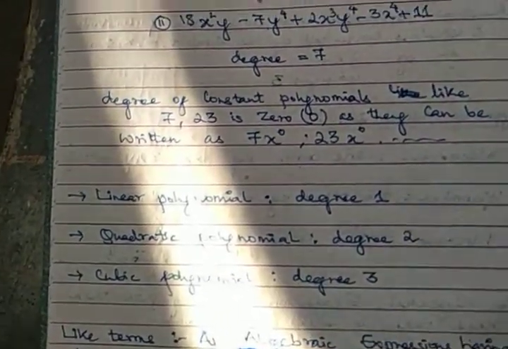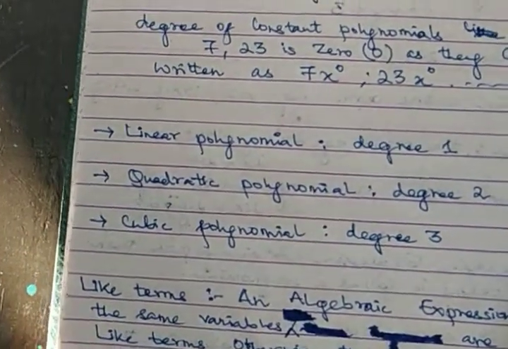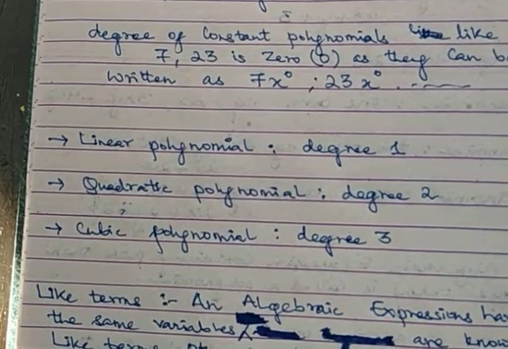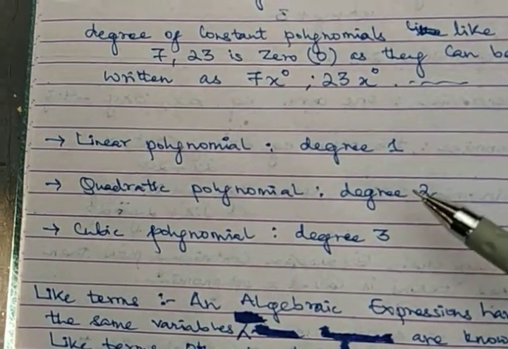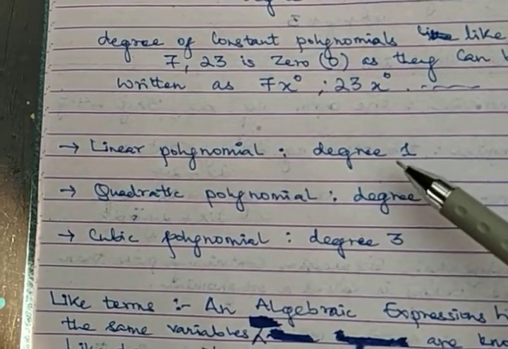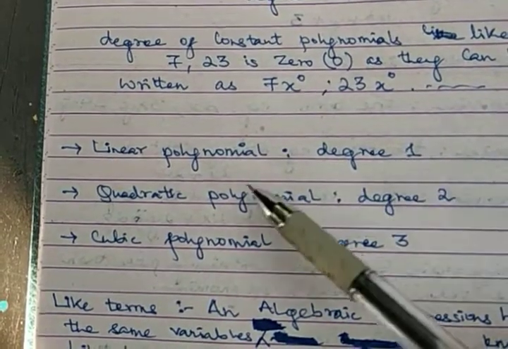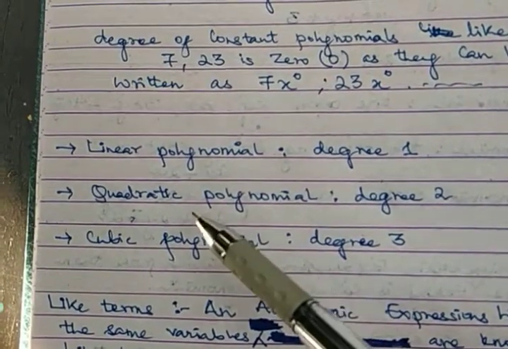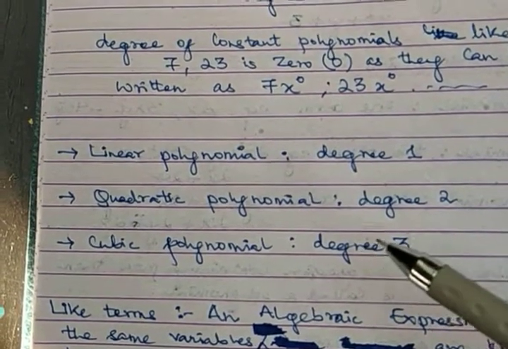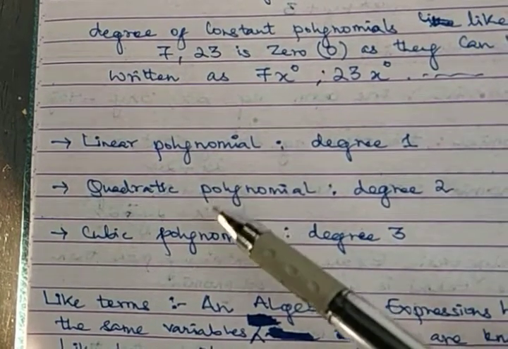Okay, now the second part we have here is linear polynomial. So what is a linear polynomial? A linear polynomial is simply a polynomial with degree 1. If the degree of the entire polynomial is just 1, it's known as a linear polynomial. Similarly, for quadratic polynomial, if the degree of the entire polynomial is 2, then it's known as a quadratic polynomial.